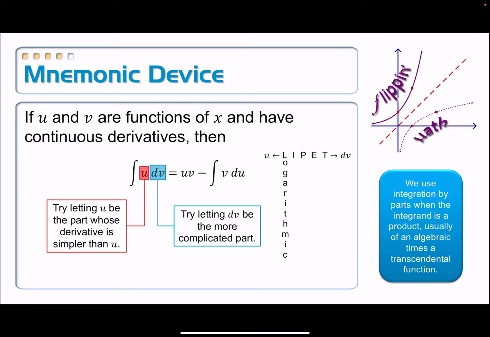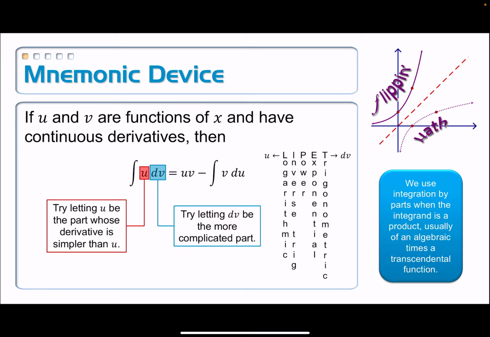Obviously, we've got L to be the logarithmic function. I is going to be, you guessed it, inverse trig. P is going to be power. Power is going to be polynomial. It's also going to be root, because you can think of it as to the 1/2 power, something like that. E is exponential, and then finally, T for trigonometric. Again, the further to the left that you are on this continuum, you're going to choose that part of your function to be the u. The further to the right, you're going to choose that part to be dv.